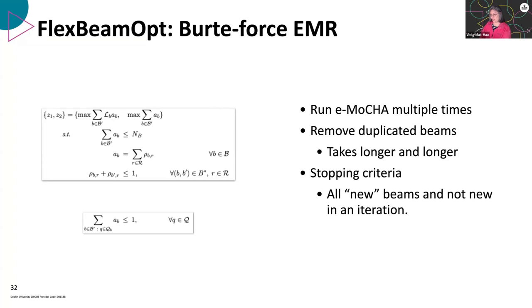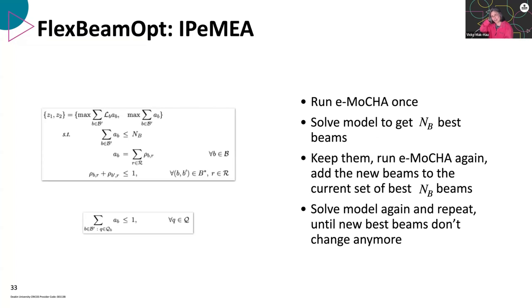So if all the beams being generated in an iteration are not new, then we're just going to stop and then we solve the integer problem. So it's going to take a lot of time. So that's eMARCA that only manages to solve 4 of the problem instances.